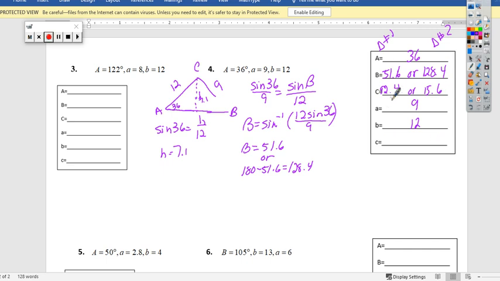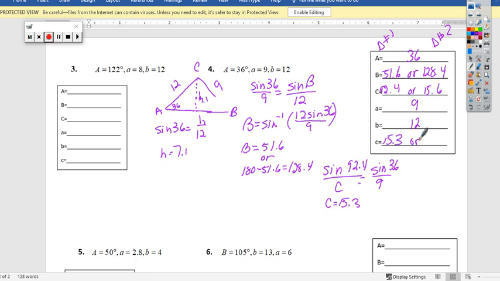I'm going to use this angle for the first triangle. So the sine of 92.4 over C, and I'm going to use the beginning given information, is equal to the sine of 36 over 9. In this particular case, when I do this, I find C to be about 15.3.